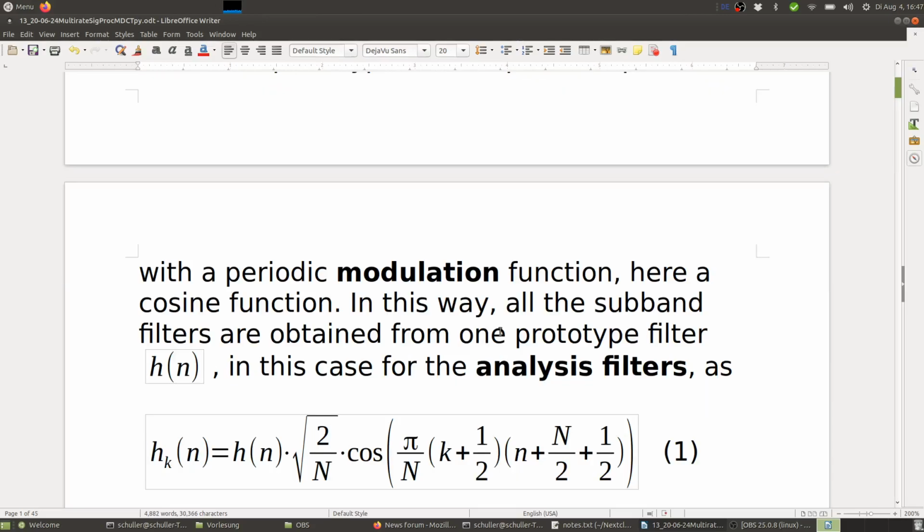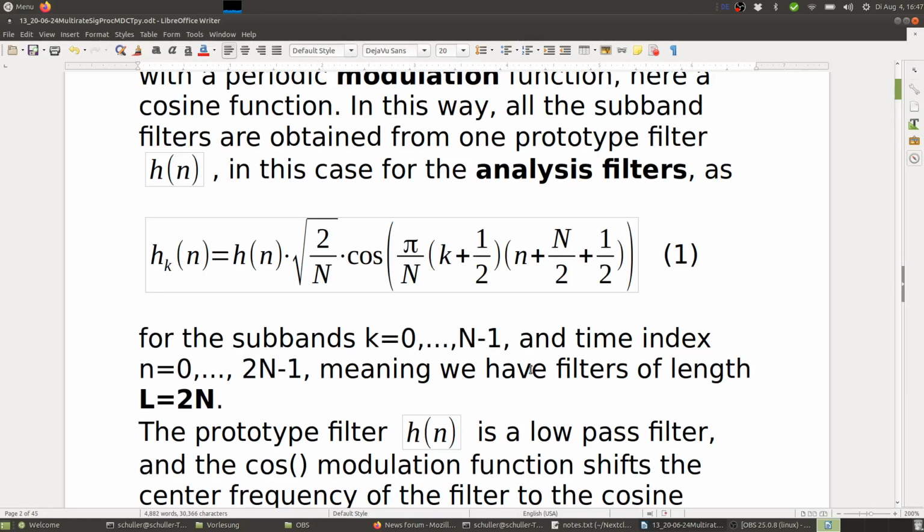So in this way, all the subband filters are obtained from one prototype filter h(n), in this case for the analysis filters as in this equation. So basically this looks very similar to the DCT4. Look at this expression here. We have square root of 2 over N times cosine of pi over N times (k plus 1/2) times (n plus 1/2), and then there's an additional plus N over 2.